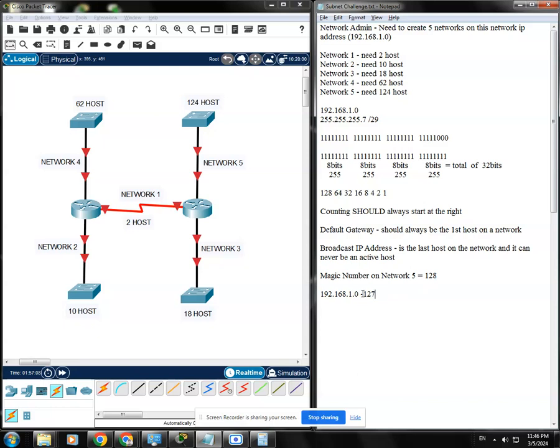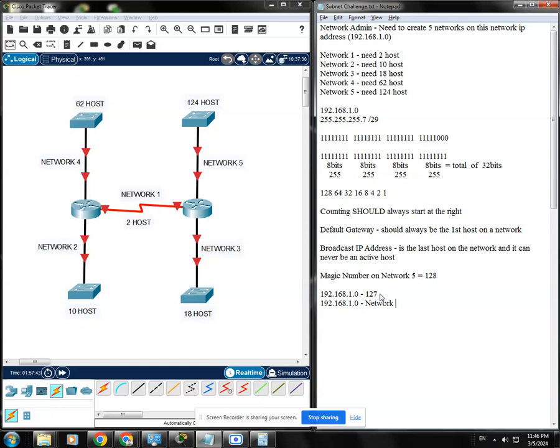The first IP address then becomes the network IP address. The network IP address is the beginning of the IP range, it should be the first one, the first IP address. So this is the network.